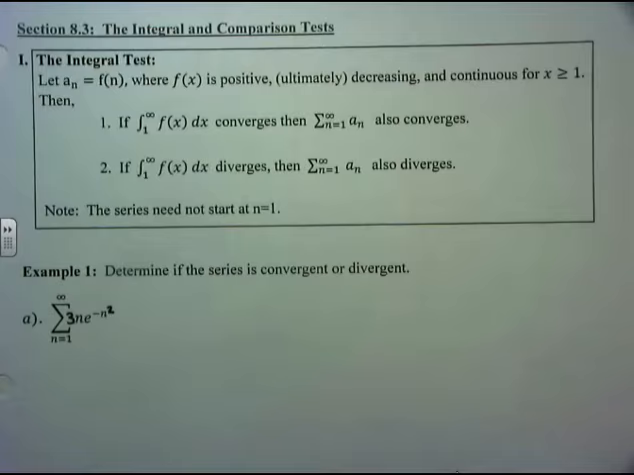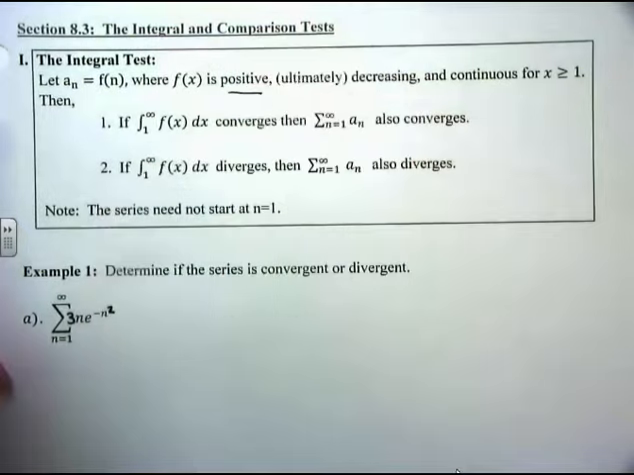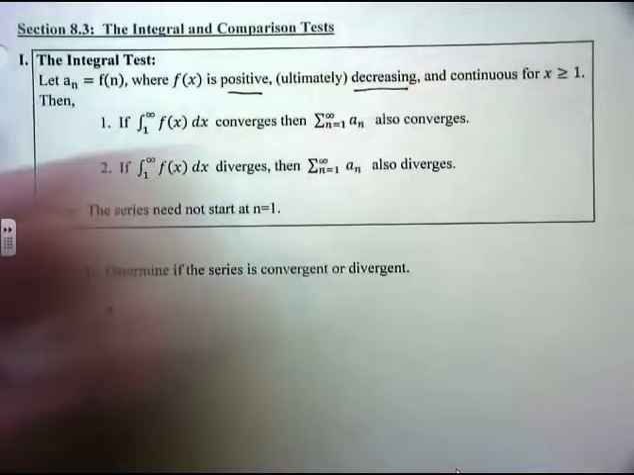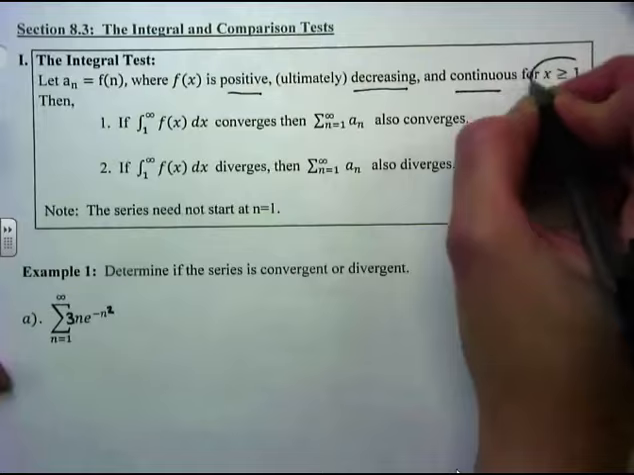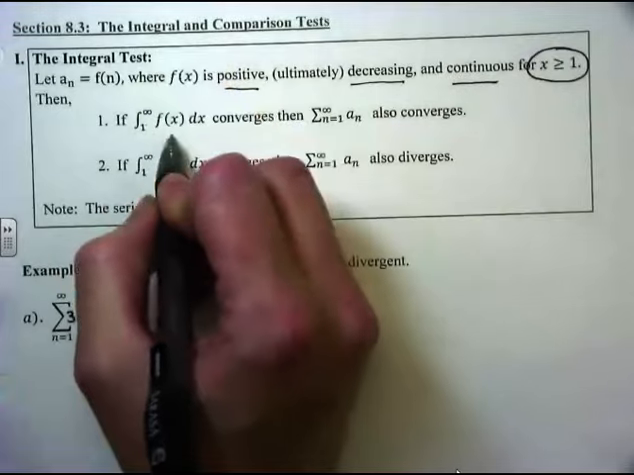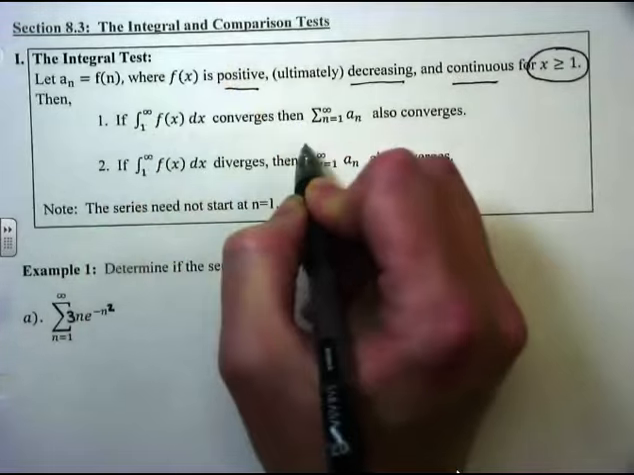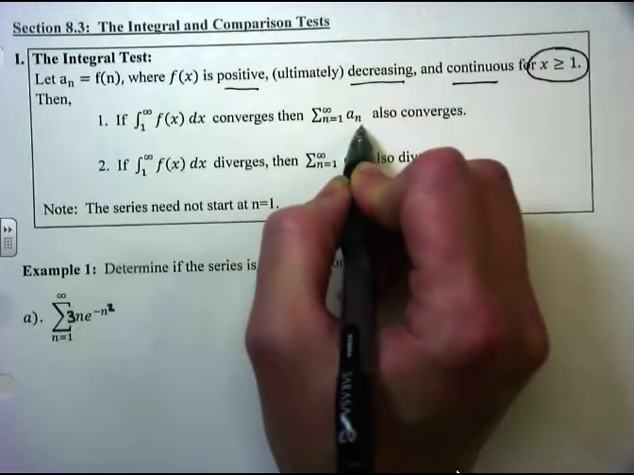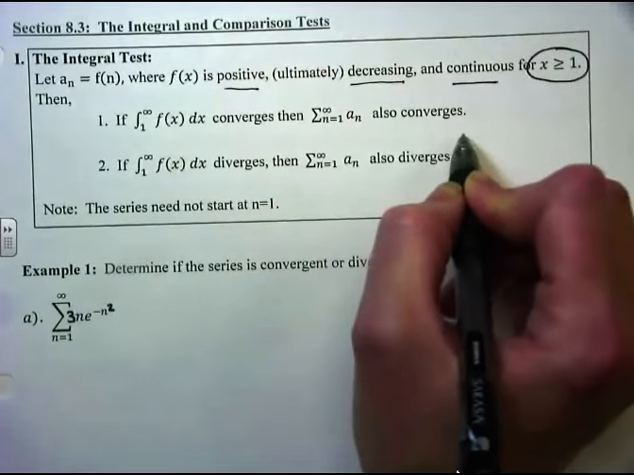So the integral test says, if I have a sequence that is a function of n, it's the same concept we've seen before, I'm going to take it and work with it as a function of n. Where that function is positive, ultimately decreasing, and continuous for x greater than or equal to 1. If you have those three conditions for this function, then if the integral from 1 to infinity of the function converges, you're guaranteed the series from 1 to infinity of that sequence also converges.